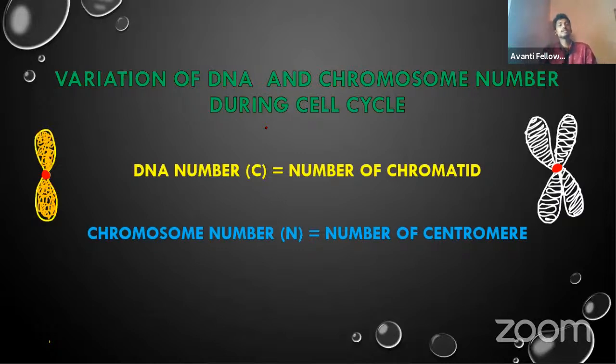The first thing we will discuss is the variation of DNA and chromosome numbers during the cell cycle. I told you, if you read mitosis and meiosis, you will get it quickly, okay? No issue. Otherwise, you may need to read 1 or 2 times, okay? But it's easy. I'm telling you, it's dead easy. Once you understand, you will never forget this one, okay?